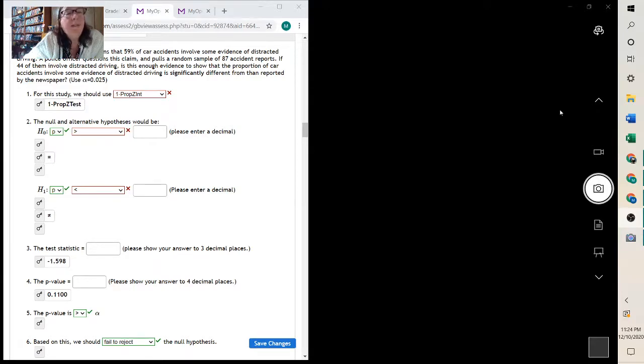So significantly different from means not equal to. If it said more than or less than, then you'd use less than or greater than. But significantly different just means it could go either way, so it's not equal to. When you're doing a proportion, this would be a test because we want to test that it's different. We don't want to find an interval, so it should be a proportion Z test. Now the null hypothesis is always P equal to.